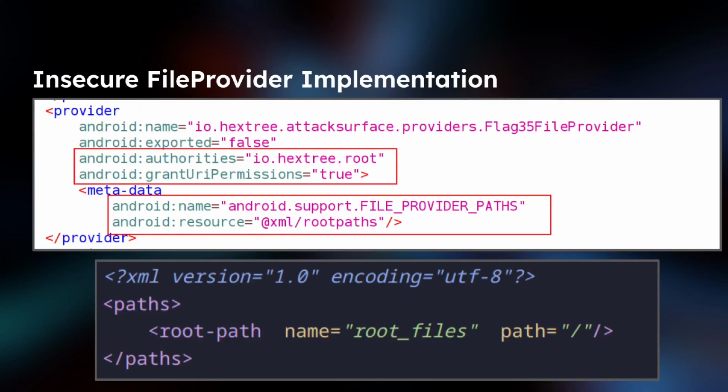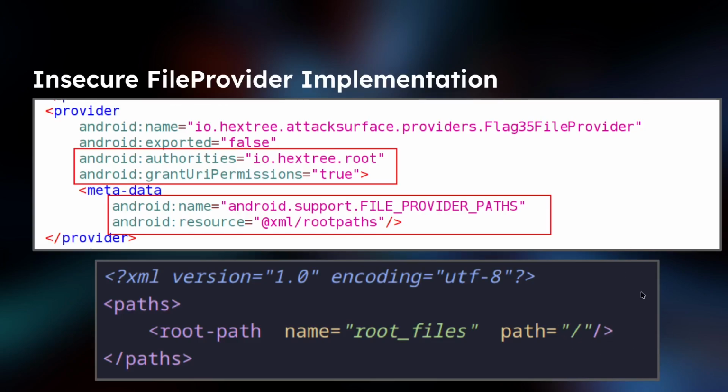So first, let's show off an example of where the root file provider is being used. In this case, you can see that it's not exported. Here's the authority. It's giving grant URI permissions. And then you can see this root paths is set as the metadata for the file provider paths. And this is like the entirety of the Android operating system. Not a good idea. You shouldn't let clients for your content provider perform this.